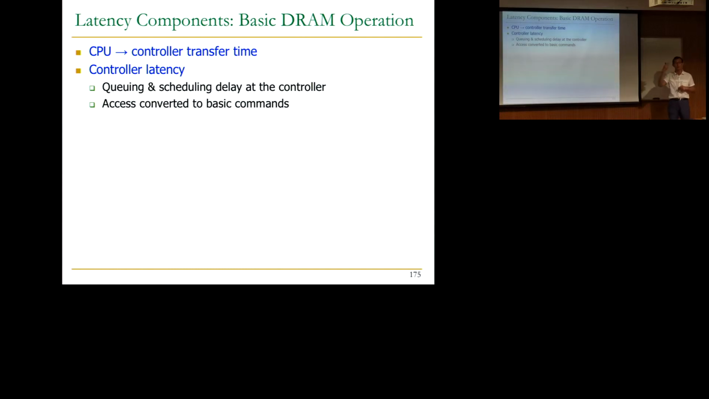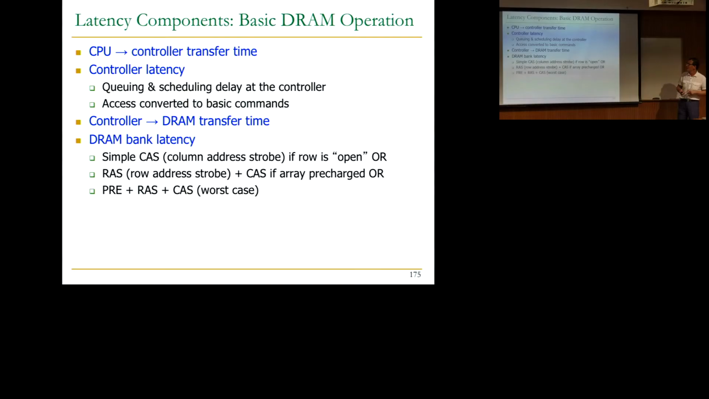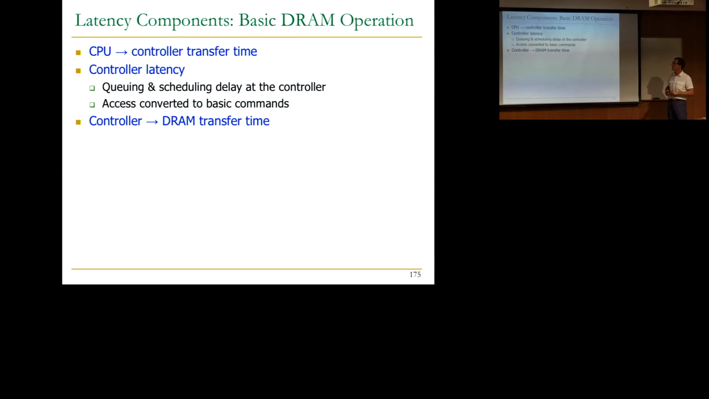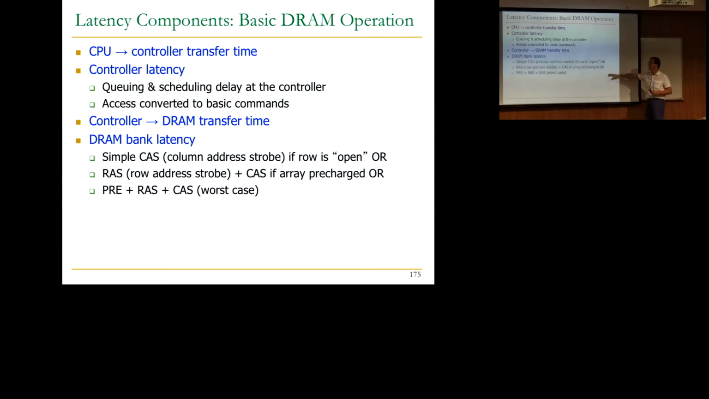And it does reordering of the commands to maximize some sort of performance metric. And then there's a transfer time between the controller and the DRAM, which takes time to deliver the command. And then there's the DRAM bank latency, which we've covered. Basically, this is activate, access. So in the worst case, you need to precharge, activate, and read or write. This is also called column address strobe. It is a column command. If the row is open, you just send the read or write. Row address strobe is a row command, activate.